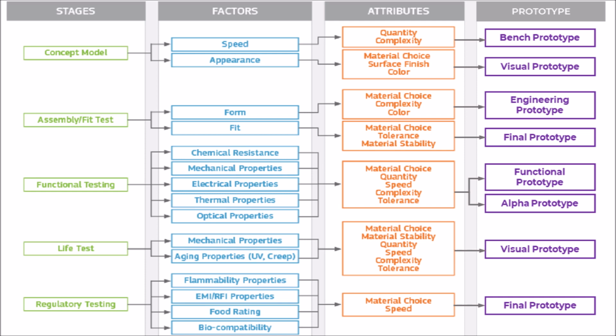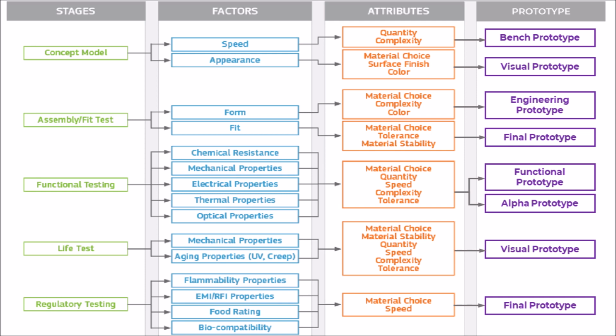Functional testing. Now, this stage is about seeing how a part or assembly will function when subjected to stresses representing what it will see in its actual application. Important attributes to know during this stage are chemical resistance, mechanical properties, electrical properties, thermal properties, and optical properties. So, a functional prototype is usually required. An alpha prototype can also be used when the outer cover is equally important in overall functioning of the product.